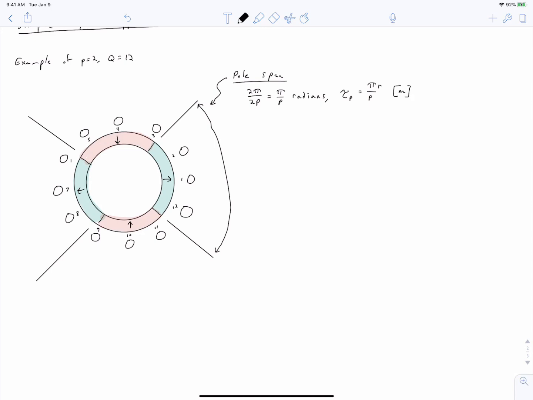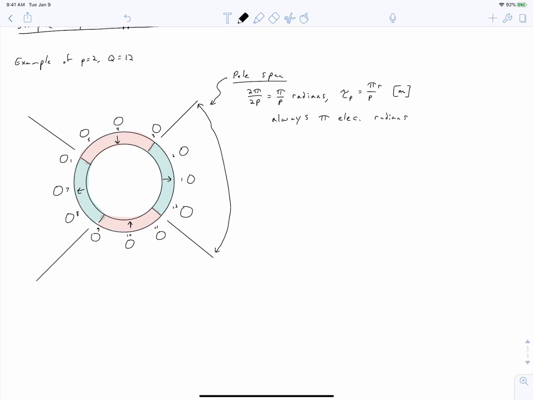And so a pole span is always going to be pi electrical radians. It's always 180 degrees electrical when we talk about the equivalent two-pole motor. And then within a pole span, we're going to divide up our stator periphery into phase zones.